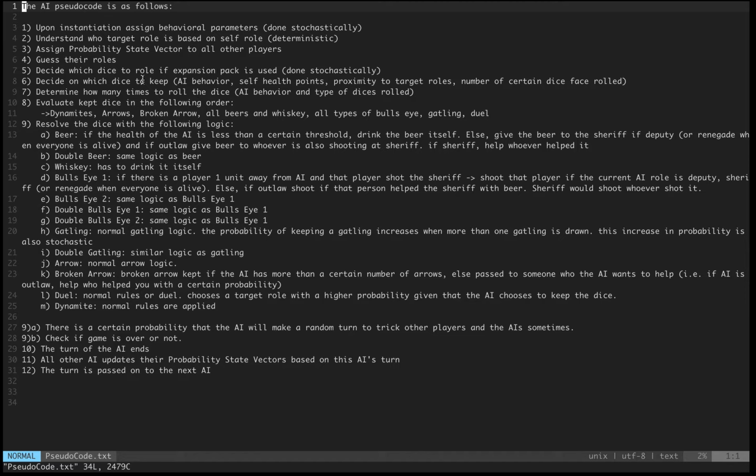After the AI decides which dice to keep, it determines how many times to roll the dice and does this process all over again. The number of times that the AI wants to roll the dice is also a function of the AI behavior and the type of dice rolled. The AI then evaluates the kept dice in the following order. Arrows goes first, broken arrow then, beers, whiskey, all types of bullseye, Gatling, and duel.